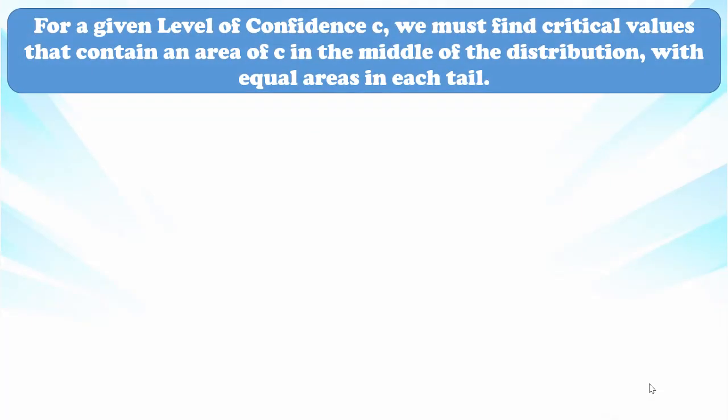So for a given level of confidence c, we have to find critical values that contain an area of c in the middle of the distribution with equal areas in each tail. This is what we did when we were dealing with the normal distribution. It was just easier for us because the normal distribution was symmetric, and we were using that symmetry to our advantage. When we find these values that have that area of c in the middle with equal areas in the tails, we'll call those our chi-square values. And there's going to be one on the left side and one on the right, so we'll call them chi-square L and chi-square R.